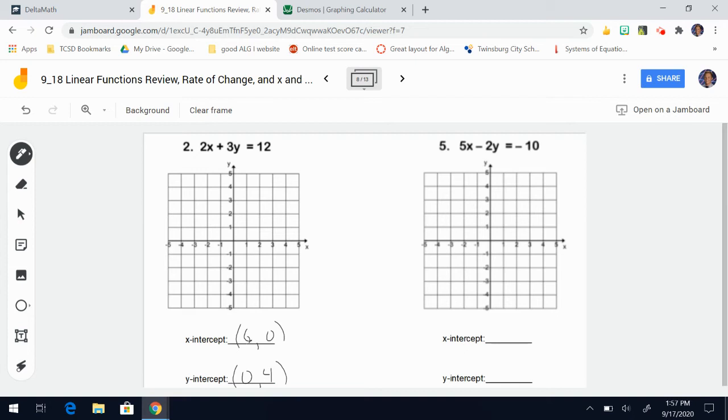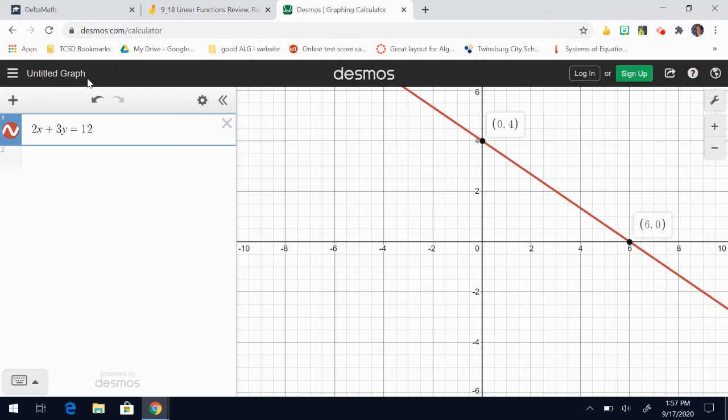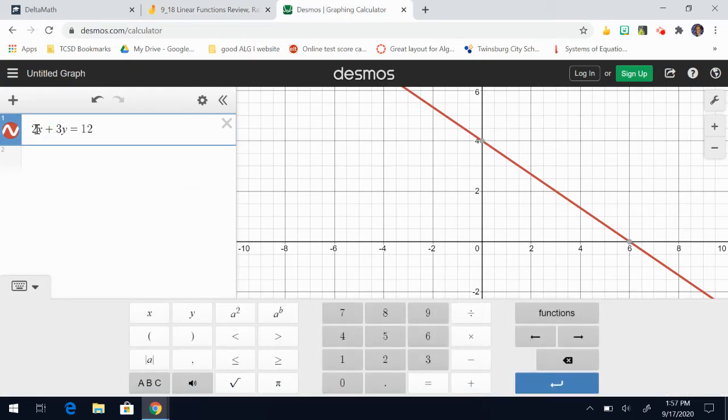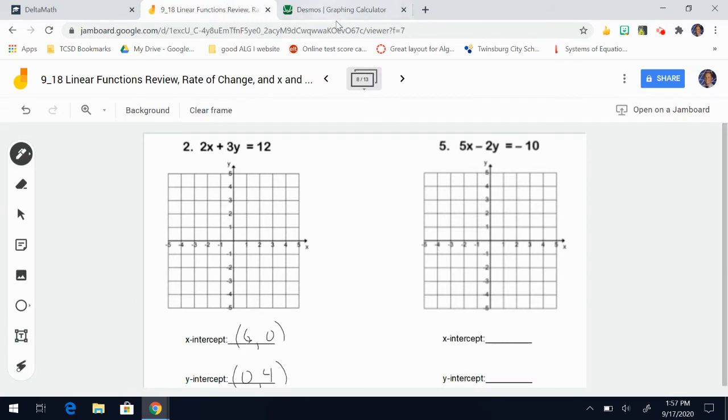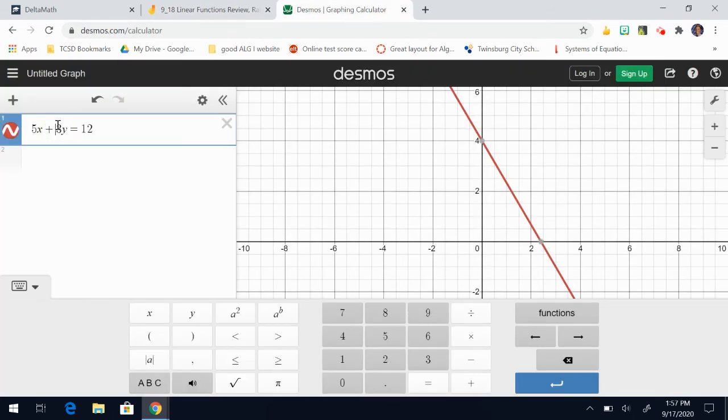All right. So just real quickly again, Desmos, it's 5x minus 2y equals negative 10. It will be your best friend if it's not already. I'm just going to delete that 2 and make it a 5. If you can see that these numbers do mean a whole lot to the graph because it shifts like crazy. Negative 2y. So delete the positive 3, make it negative 2. And then this was negative 10, I believe.